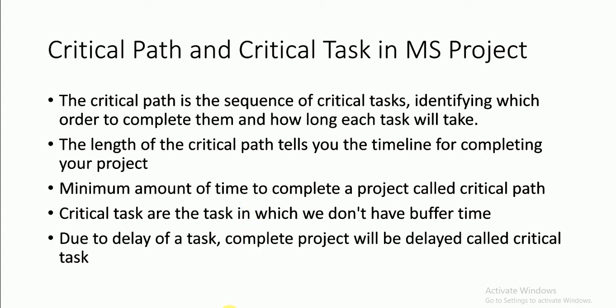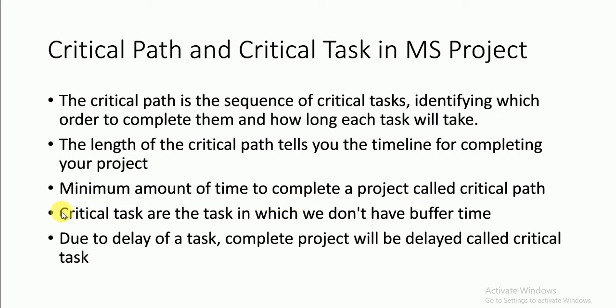The first point: the critical path is a sequence of critical tasks, identifying in which order to complete them and how long each task will take. The second point is that the length of the critical path tells you the timeline for completing a project. The next point is that the minimum amount of time to complete a project is called the critical path. Also, we will discuss the critical tasks.